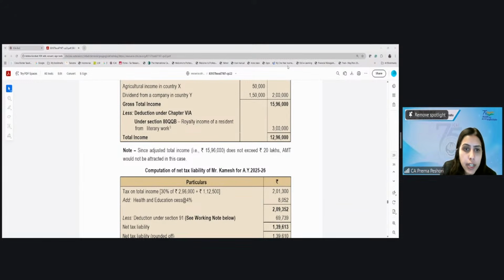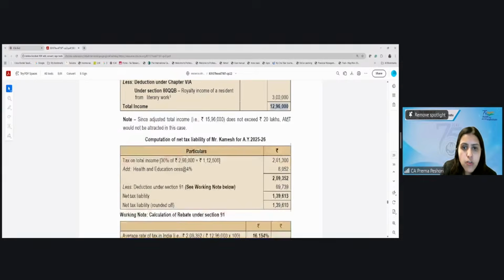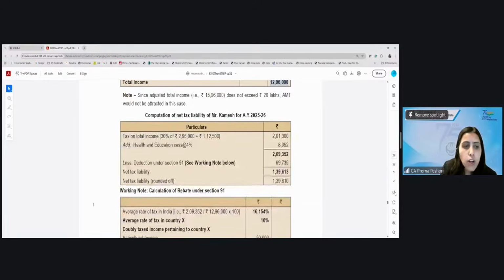Tax divided by total income: 2,09,352 total tax, divided by 12,96,000, which gives me the average tax rate of 16.154%. The lower of this and 10%, which is the tax rate paid in country X, is 10%. So I will take 10%. How do I calculate the relief?